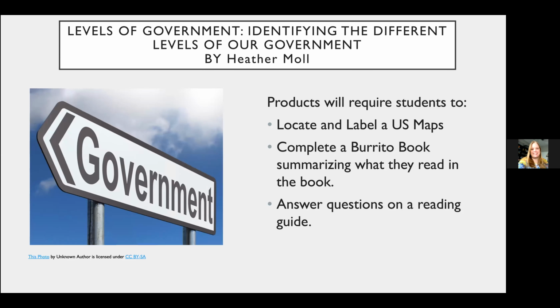So the products, you're going to have them looking at that US map. You're going to complete that burrito book, and then you have that answer guide. So as you notice, hopefully all of our lessons come with assessments. Those assessments tie back to the standards. And so if you're ever asked, what standards are you assessing in your classroom? These lessons show you directly that those assessments go right with the standards that are in that lesson.